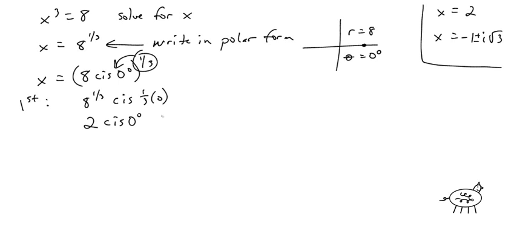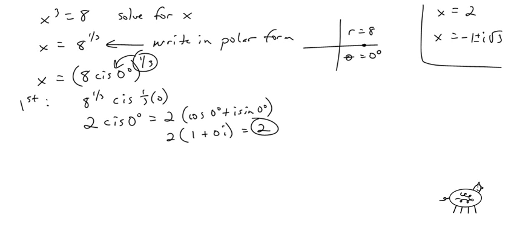And of course, this is polar. I'm going to ask you guys to convert that to rectangular. So it's equal to 2 times cosine of 0 degrees plus i sine of 0 degrees. So it's 2 times cosine of 0, which is 1, plus 0i. So my answer is 2. Okay, and there's our first answer, math fans, right here. x equals 2.